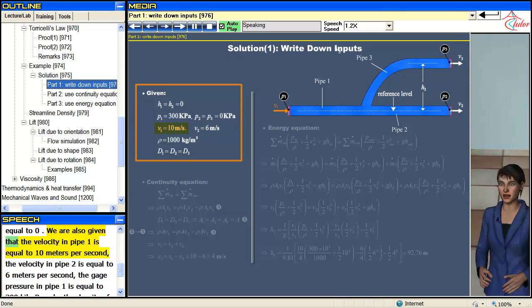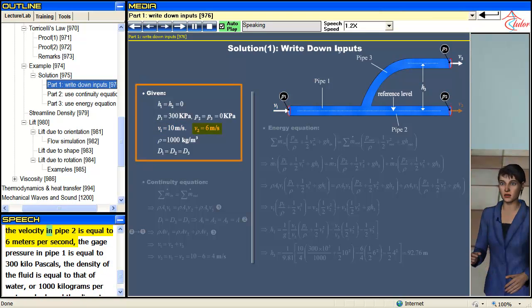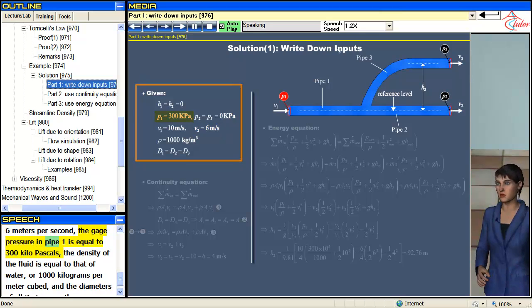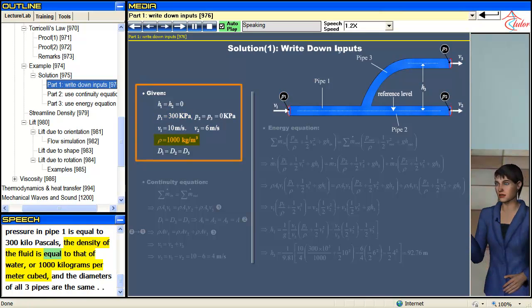We are also given that the velocity in pipe 1 is equal to 10 meters per second, the velocity in pipe 2 is equal to 6 meters per second, the gauge pressure in pipe 1 is equal to 300 kilopascals, the density of the fluid is equal to that of water, or 1000 kilograms per meter cubed, and the diameters of all three pipes are the same.